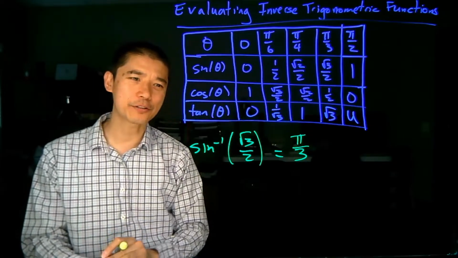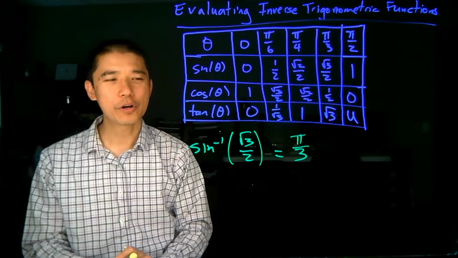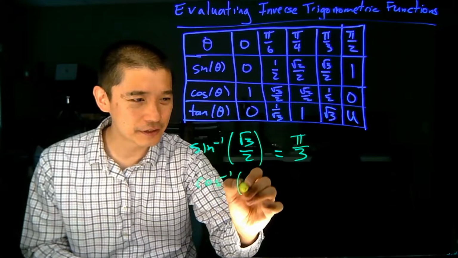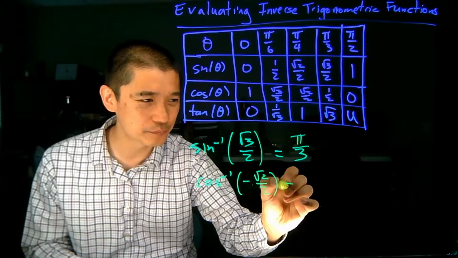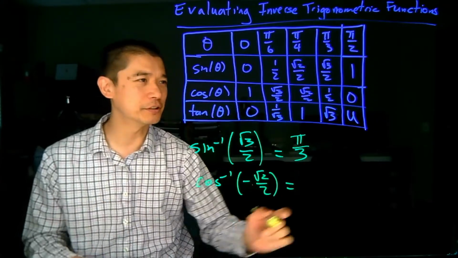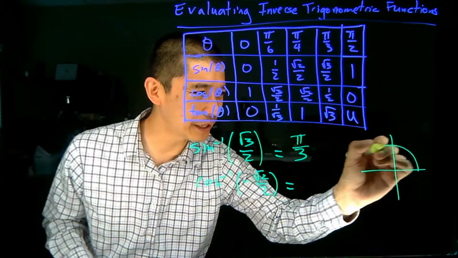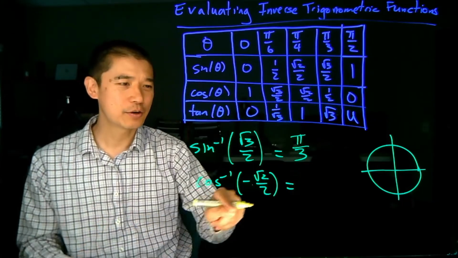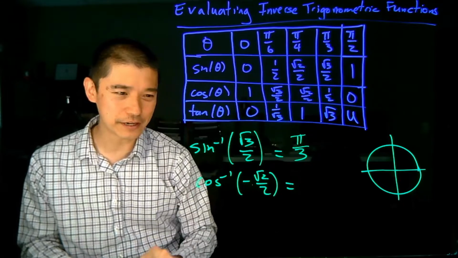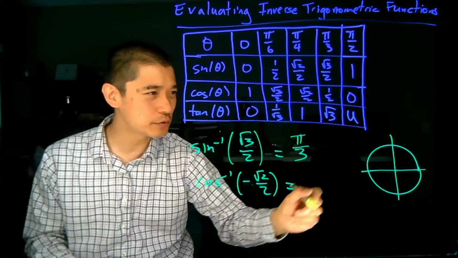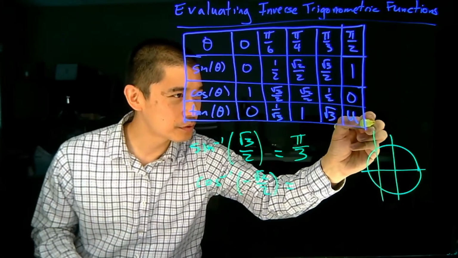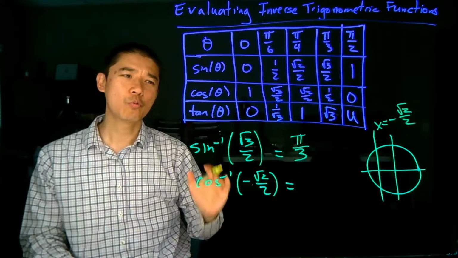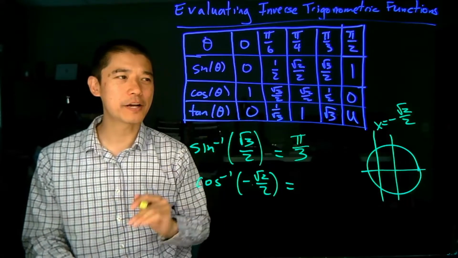Now this works for angles in the first quadrant. What if you have something that's not in the first quadrant? So for example, inverse cosine of negative square root of 2 over 2. Here's where we have to think about the picture a little bit. Going all the way back to our unit circle diagram, the inverse cosine of negative root 2 over 2. What are we looking at? We're looking at an x-coordinate because it's cosine. The x-coordinate is negative square root of 2 over 2. So this is x equals negative square root of 2 over 2. We want the angle that corresponds to that value.